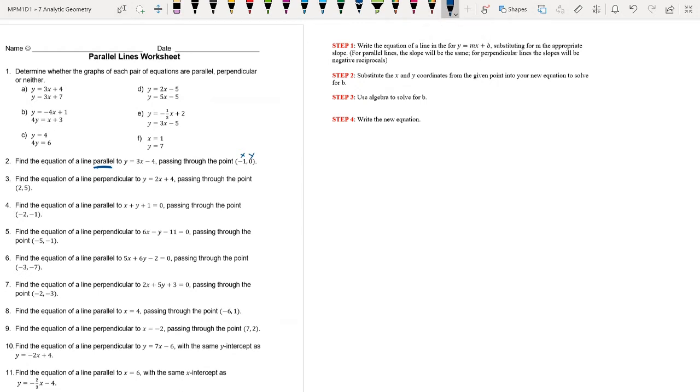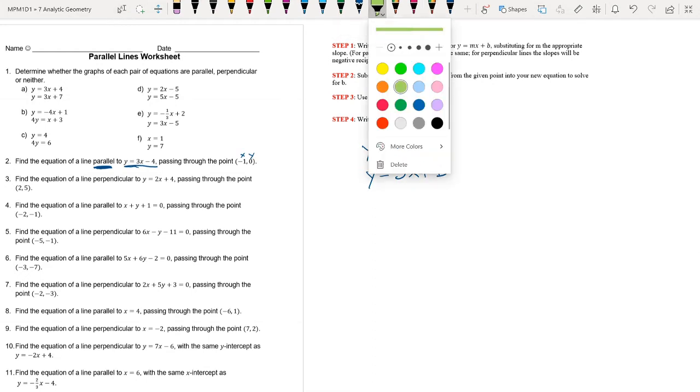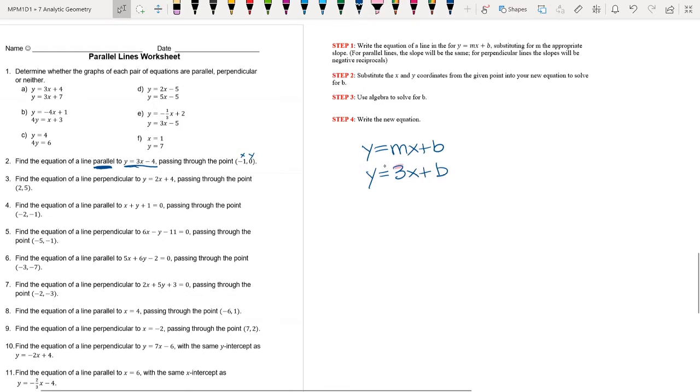The first step is write the equation of the line, y equals mx plus b. I do that, substituting for m the appropriate slope. So in this case, my new line is going to have a slope that is the same as y equals 3x minus 4, because my line is going to be parallel. And so I can now write y equals 3x plus b. I have substituted for m my new slope, the slope for my new equation.